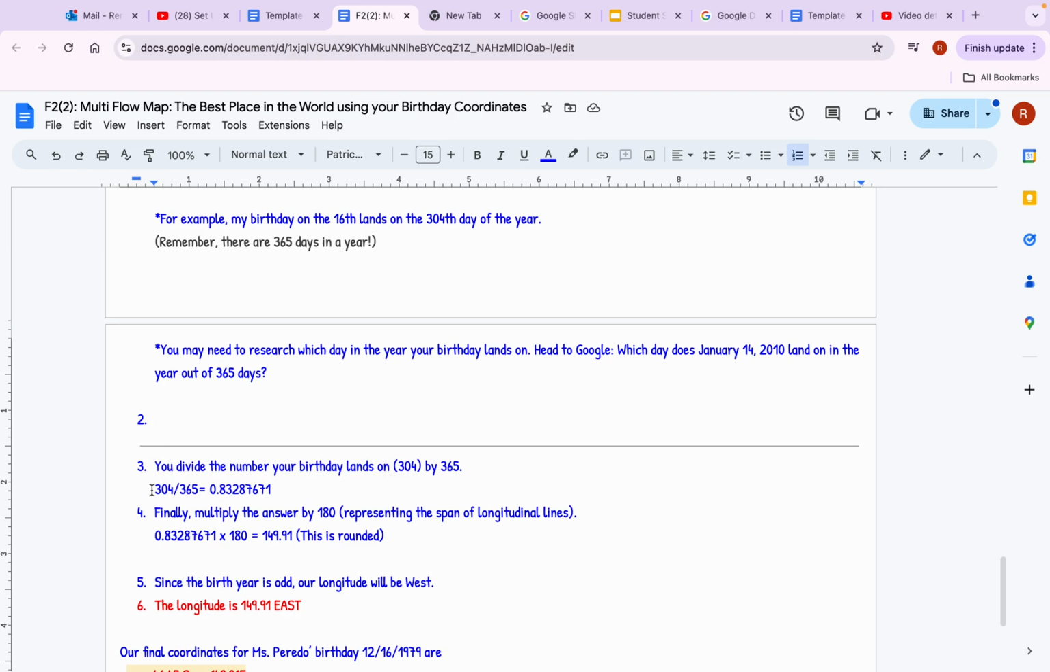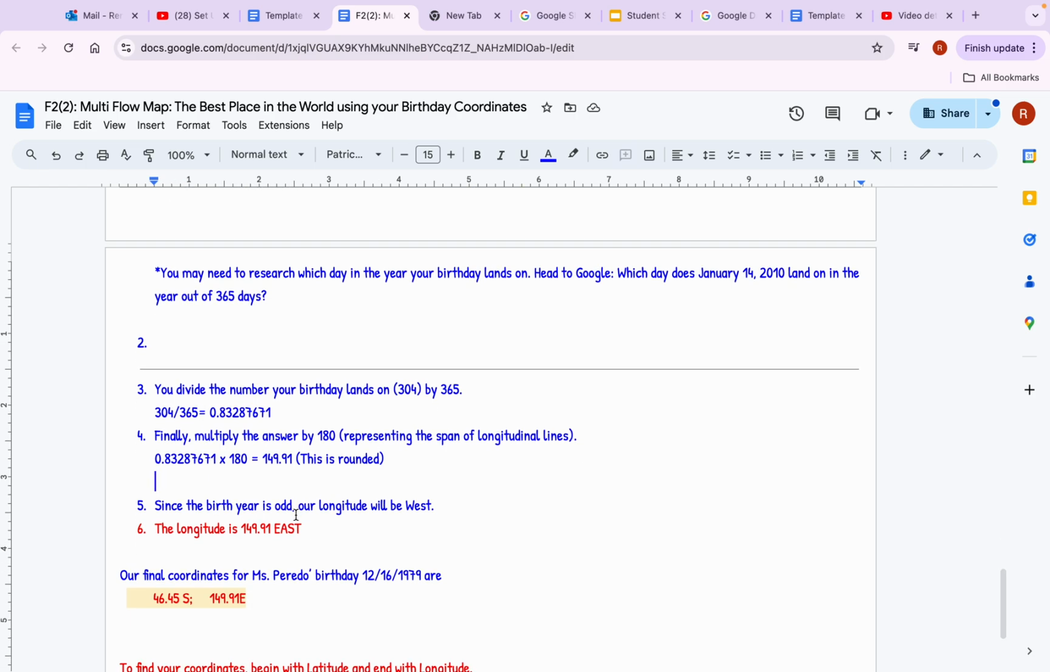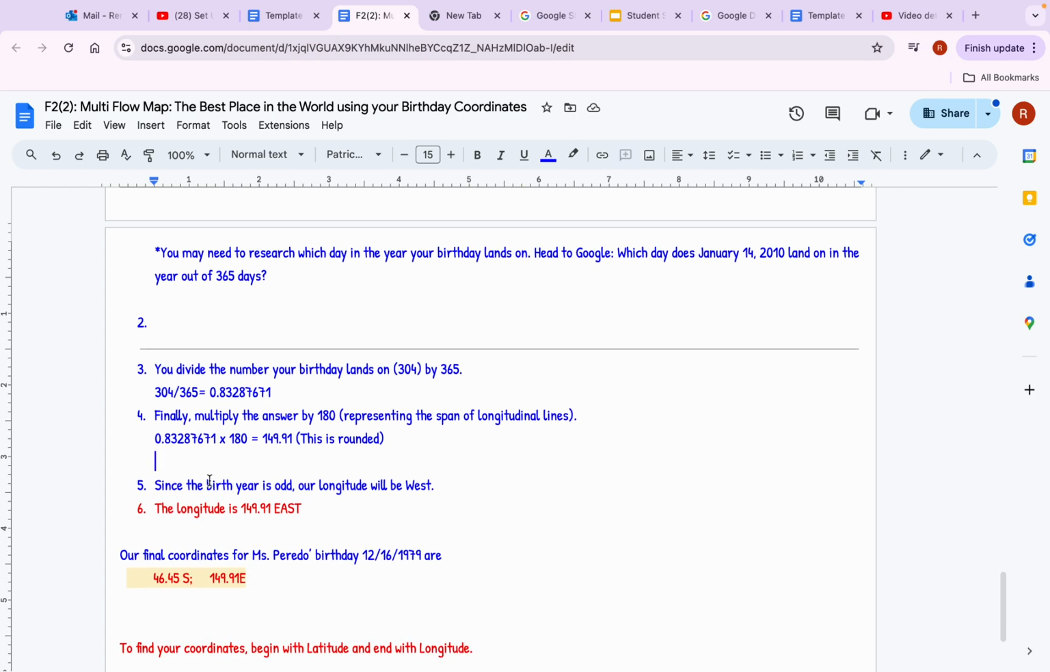Once you find your day, you're going to divide it by the days of the year. You're going to take your number, like I did, 304 divided by 365, and get that long decimal again, and then you're going to multiply it times 180 for longitude. So my final answer was 149.91.